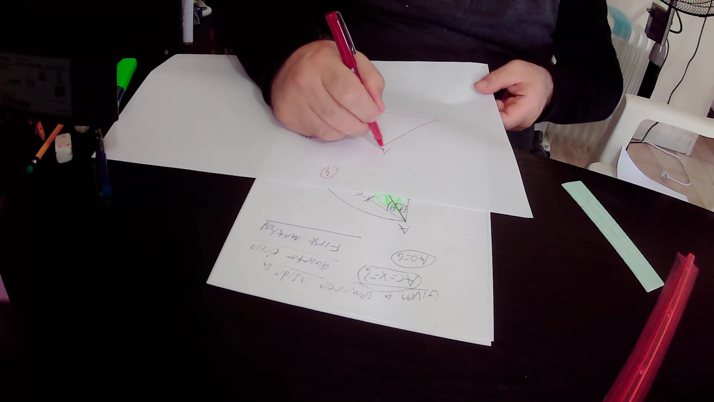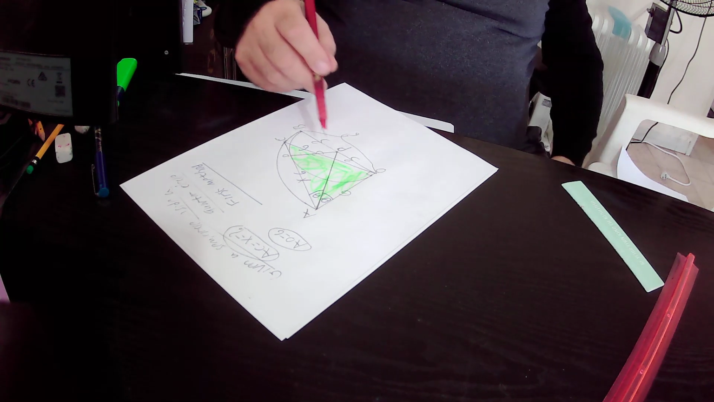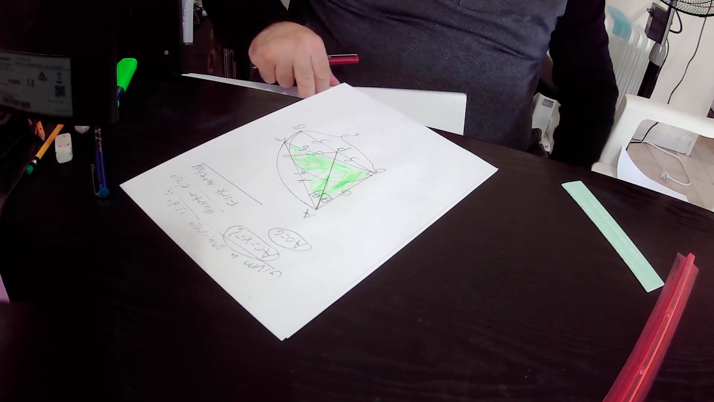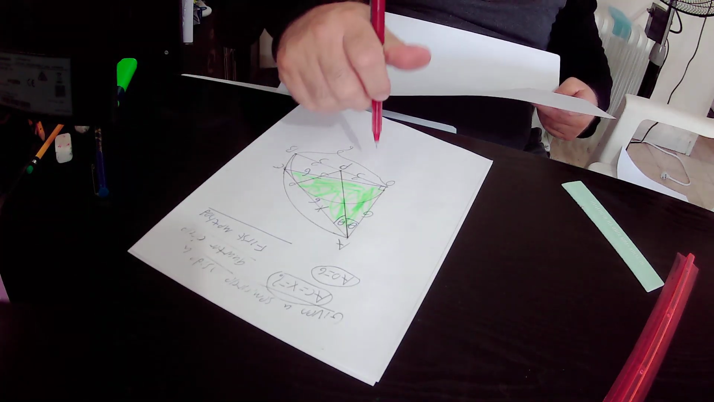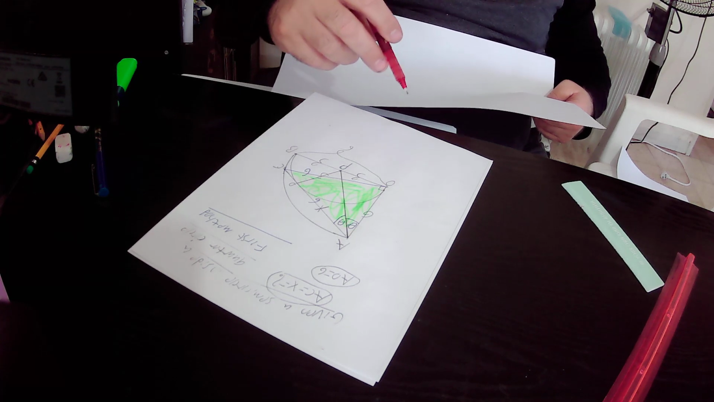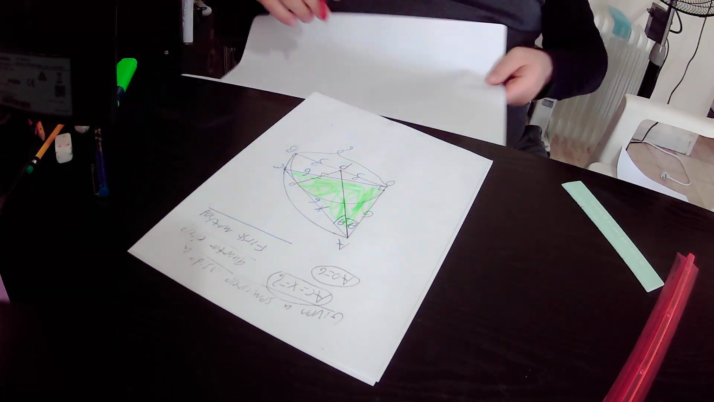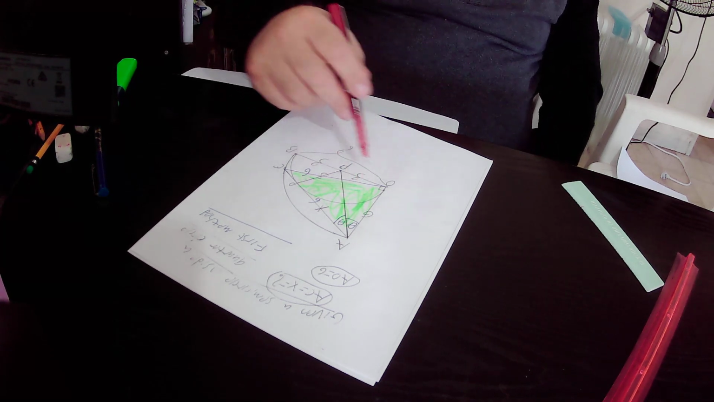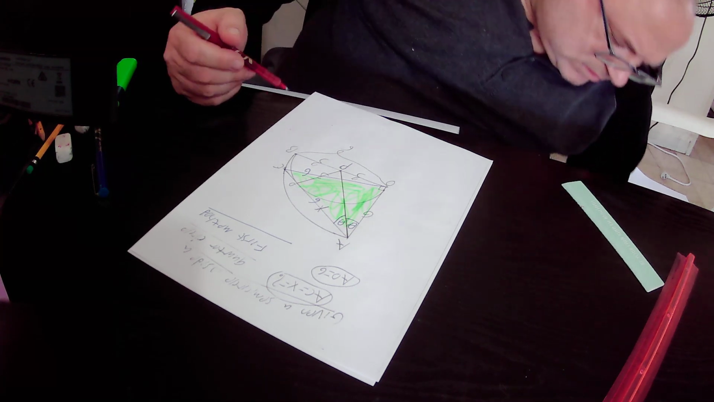This is triangle AOC. Actually, this is a right angle. So I'll copy it again. No, it is not a right angle. Angle AOB is a right angle, but angle AOC is not a right angle. So it is okay.